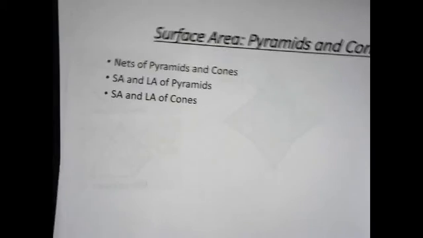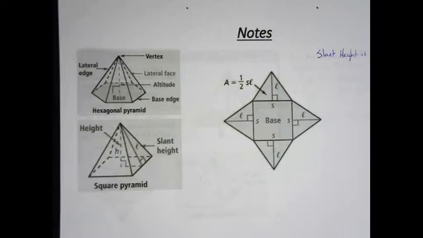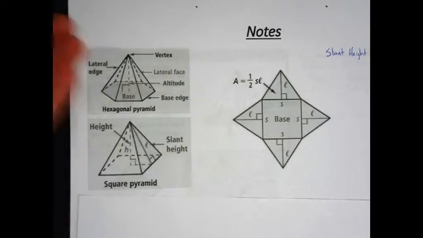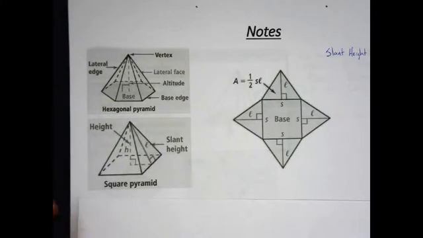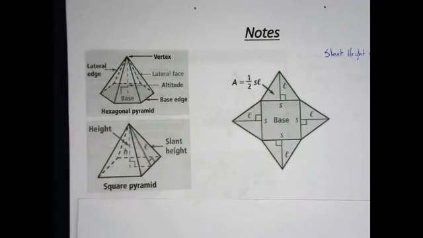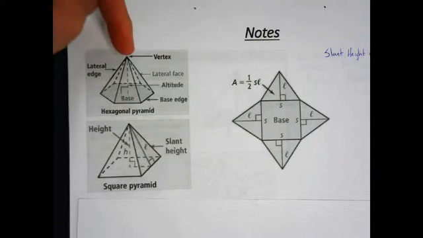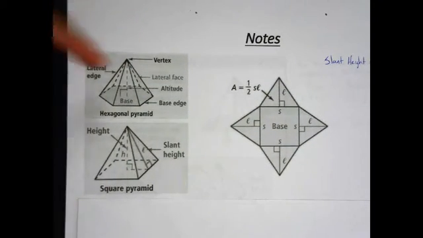Now, notes. Let's talk about some cool things in regards to pyramids. So this is what you will find with a pyramid. Such thing as a square pyramid, such thing as a hexagonal pyramid, such thing as all sorts of pyramids. But the point about a pyramid is that they come to a singular vertex. They have a base with a singular vertex. That's what makes a pyramid.